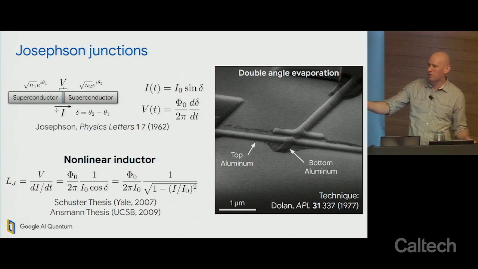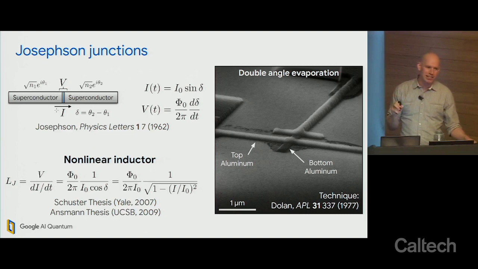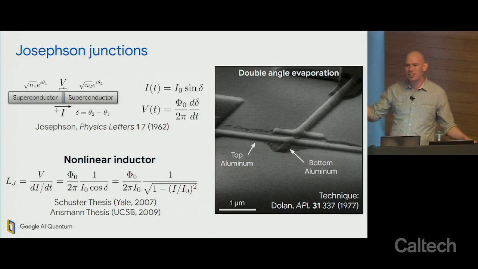This says the value of the inductance depends on the amount of current that is flowing through it. So if you excite a circuit that has this junction in it, then there's a different amount of current flowing through the junction, and the value of the inductance changes. This is going to be essential to our qubit.